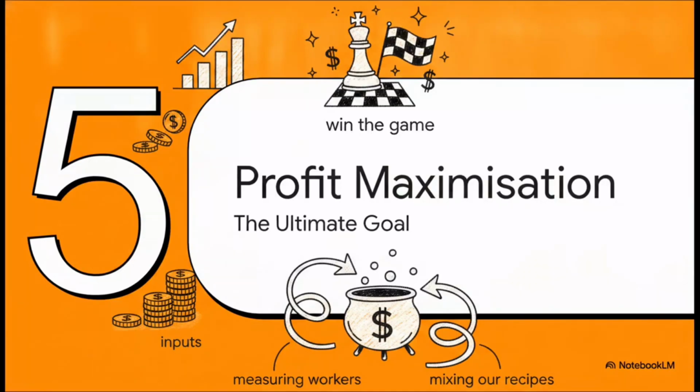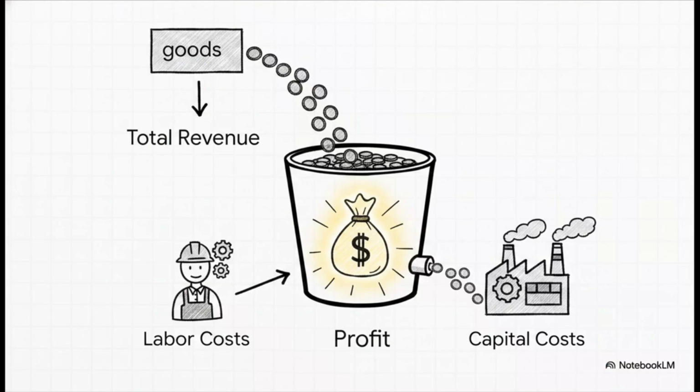And finally, step 5, the ultimate goal, profit. All right, we've arrived at the final stage of our producer's journey. We've got our inputs, we understand our time frames, we know how to measure our workers, and we've mixed our recipes. Now it's time to win the game.